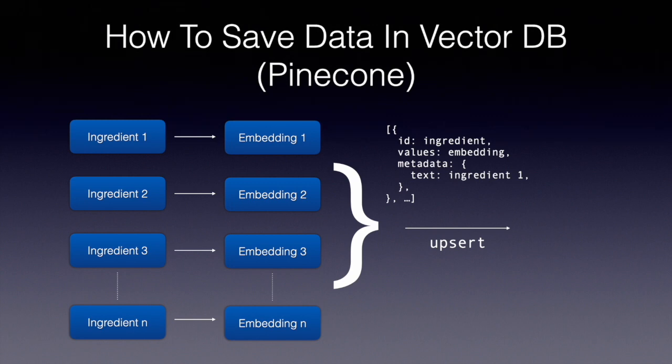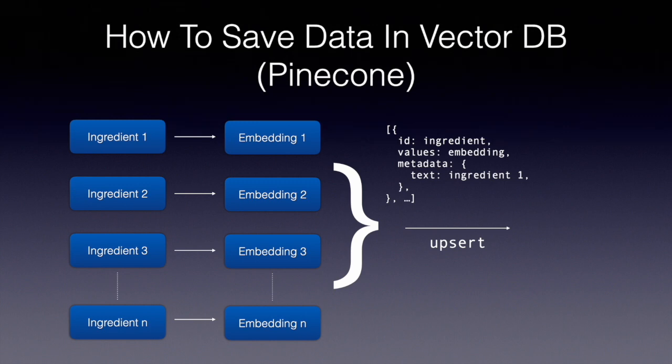We call it a vector. So it's a list, an array of objects. Each object has an ID. It can be any ID, like I just put it as ingredient, but it can be any ID. Then value, that value has to be the embedding, which is returned from OpenAI. Then, because if we query a vector database using an embedding it returns an embedding, the embedding is actually of no use to us unless we know what text this embedding is for.